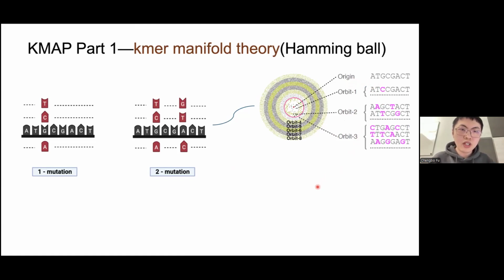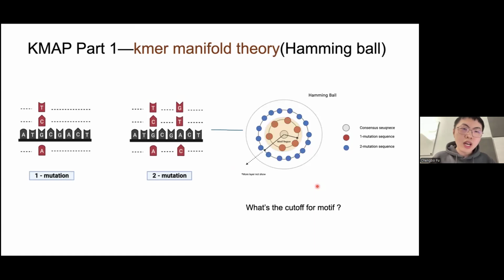We give a description of the structure of the kmer space. And our task is to try to identify the motif. So if the center kmer is considered as the consensus, we need to determine a cutoff of the orbit, so the region can represent the motif, right? So here, what's the cutoff of the motif?